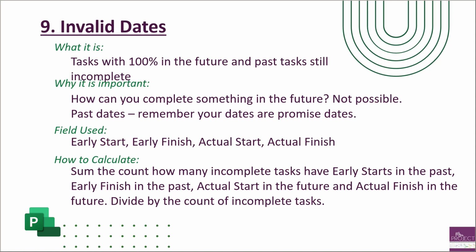You're going to sum the count of how many incomplete tasks have early starts that are in the past. And then you're also going to do early finishes that are in the past. And then you're going to have actual starts in the future and actual finishes in the future. Once you add those all together, you're going to divide it by the count of incomplete tasks. This metric has 0% tolerance. So you want to get down to as close to 0 and eventually be 0.